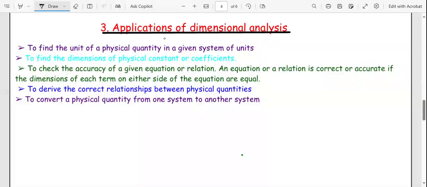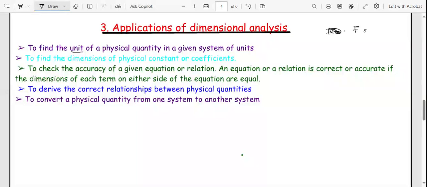So applications: why can we use dimensional analysis? What are the applications of dimensional analysis? One, we'll be able to find the unit of a physical quantity in a given system. For example, I'll tell you to find the units of force. So we'll say, okay, force is measured in what? Let me just put acceleration.